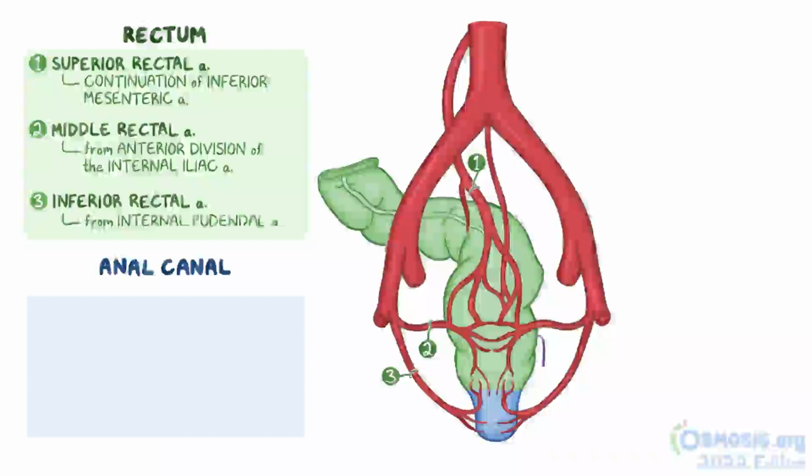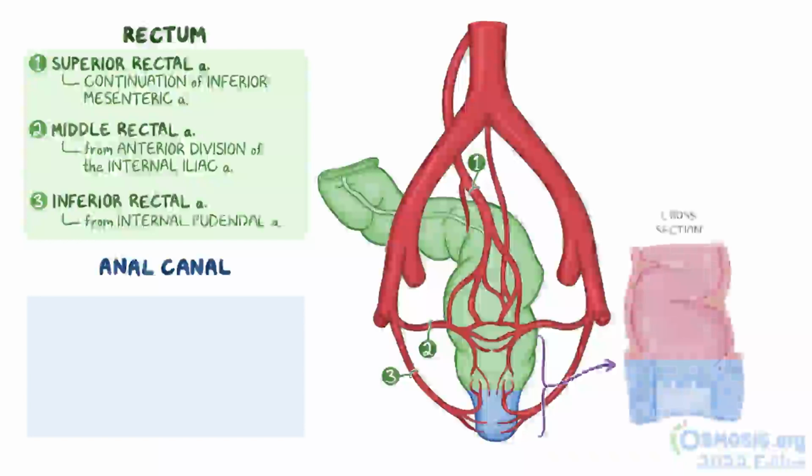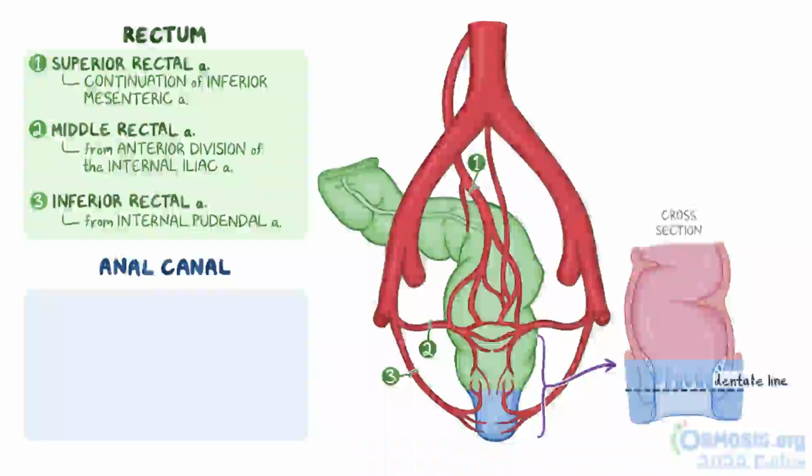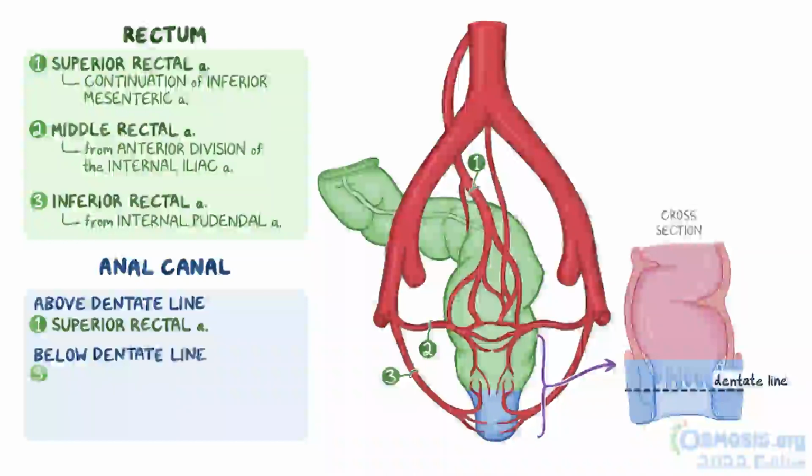Next, there's the anal canal, which is divided into an upper 2/3 and a lower 1/3 by a line called the pectinate or dentate line. The part of the anal canal that's above the dentate line is mainly supplied by the superior rectal artery, and the part below the dentate line is mainly supplied by the inferior rectal artery. Also, branches from the middle rectal artery supply both parts of the anal canal.